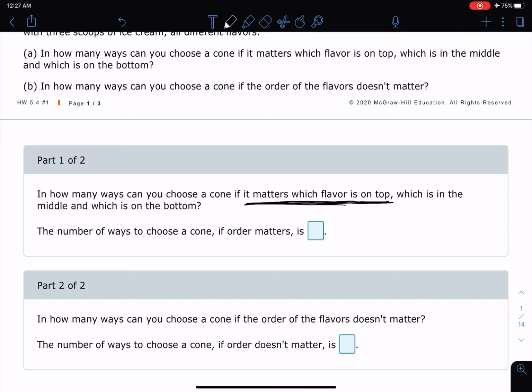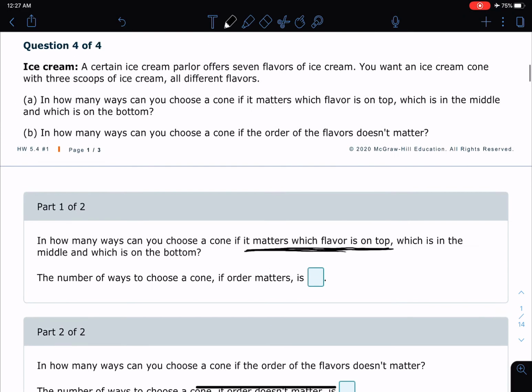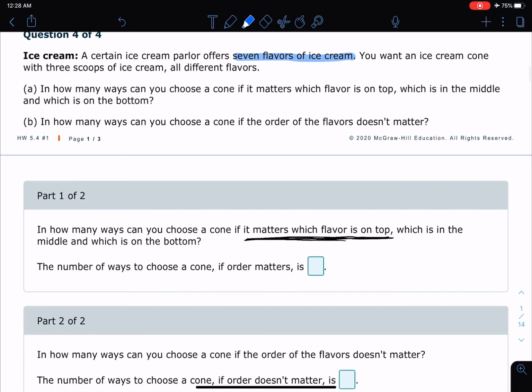They're saying we want to choose. Let's see, how many flavors are there? Here we go. We got to hit these details up here. There's 7 flavors of ice cream, and we're going to choose.